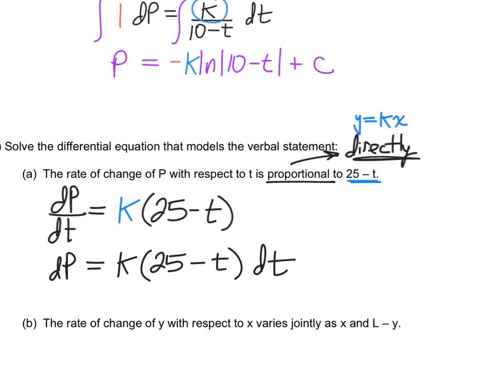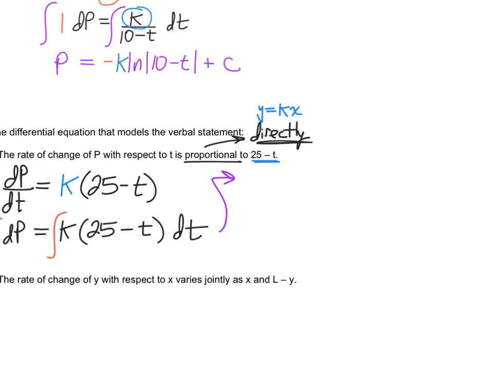Anyway, antiderivative. The left-hand side, as you know, because we just did it, is going to become a P. The right-hand side, you may want to clean it up a little bit first. So I'm going to write this as P equals the antiderivative of 25k minus tk dt. And actually, let me write that as kt. It really doesn't matter, but if I want it to be in the nice power rule form, this is going to serve us better.